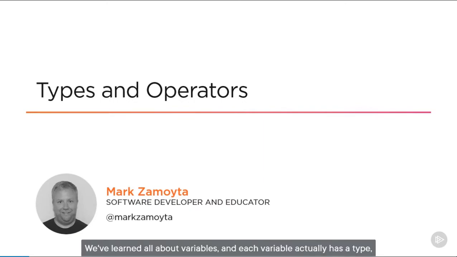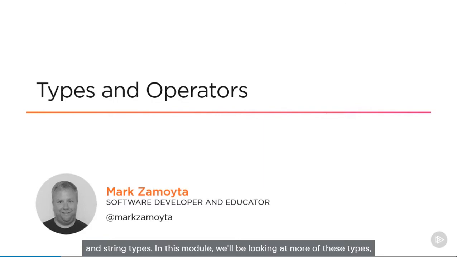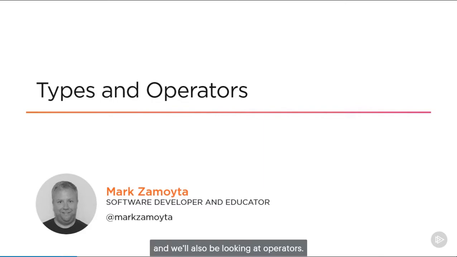We've learned all about variables, and each variable actually has a type. We've seen a bit of this. We've seen number types and string types. In this module, we'll be looking at more of these types, and we'll also be looking at operators. Operators are symbols that add functionality. I'm sure you're familiar with the addition operator, where we can add numbers together, or the minus sign for subtraction. And we'll be looking at how to do all this kind of arithmetic with operators in JavaScript.